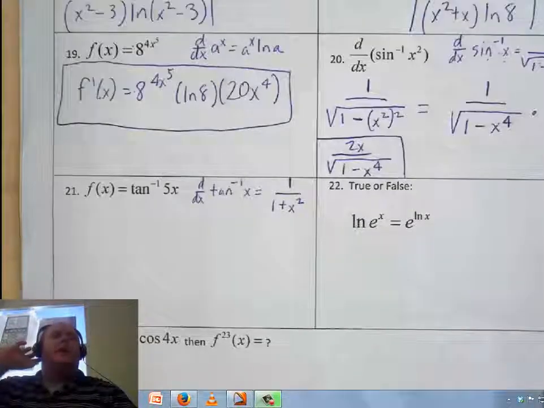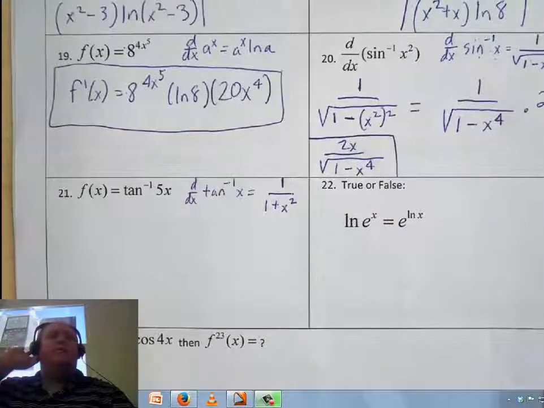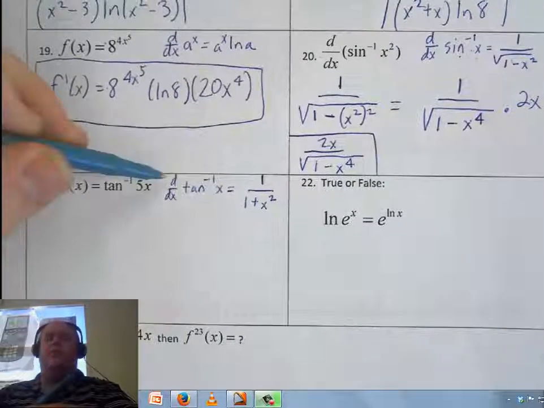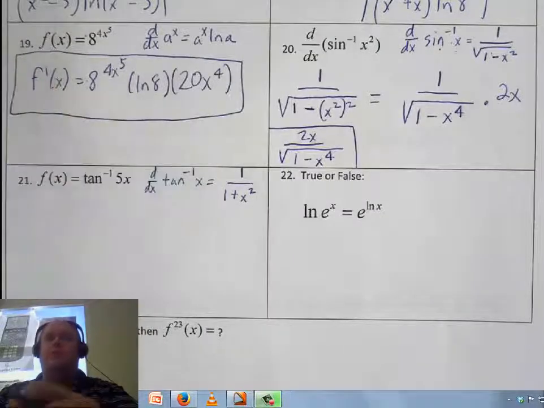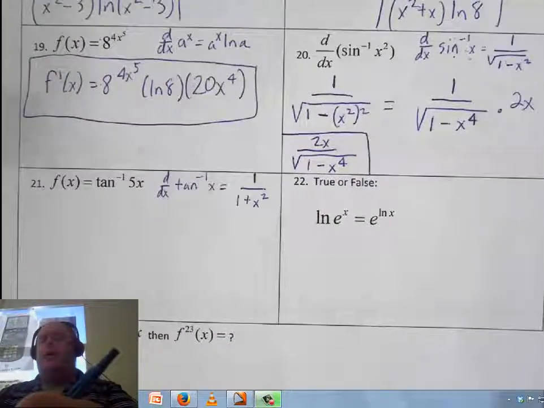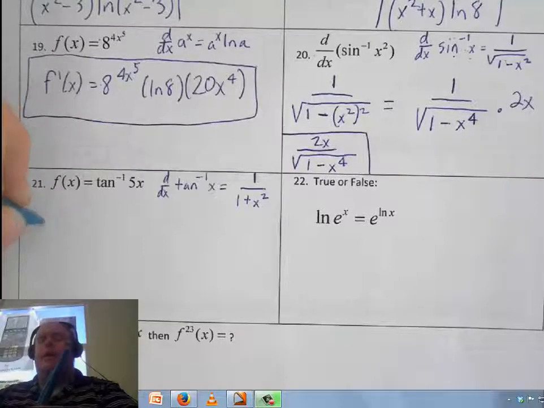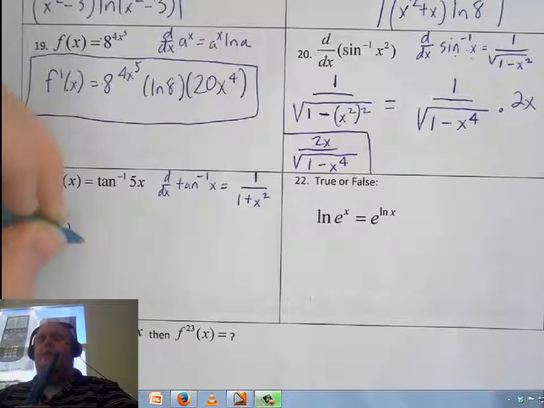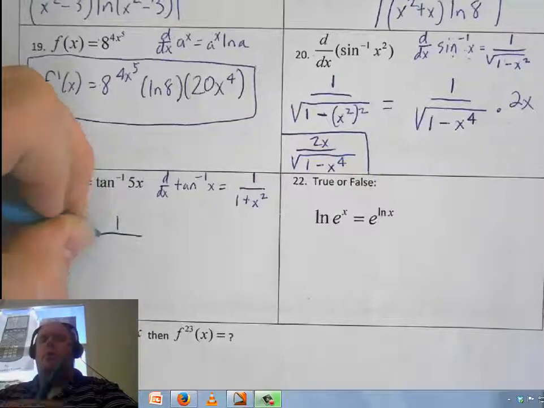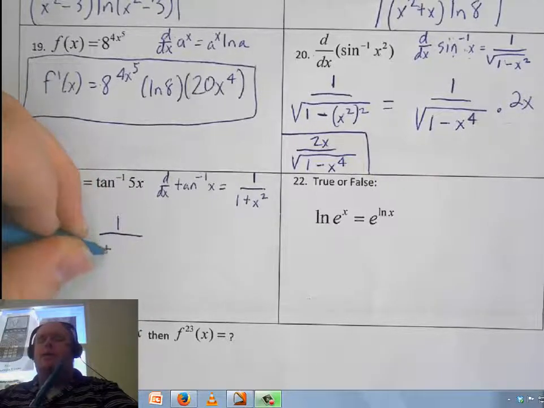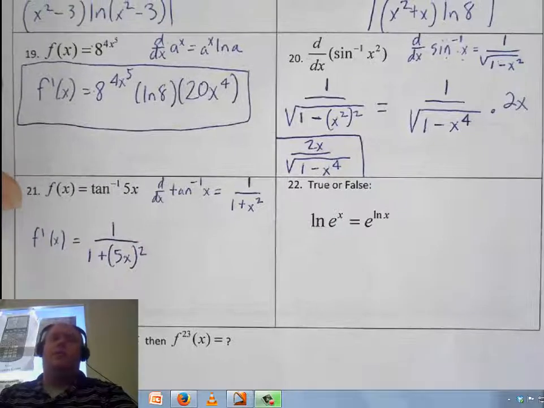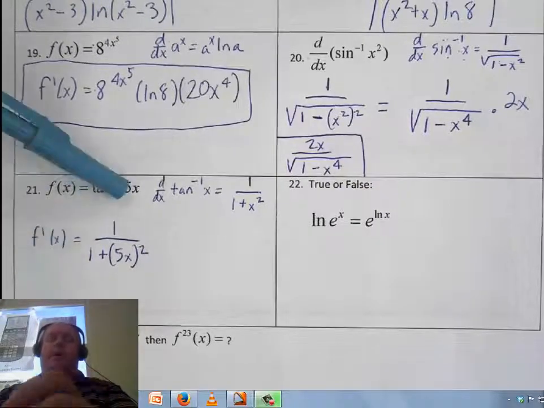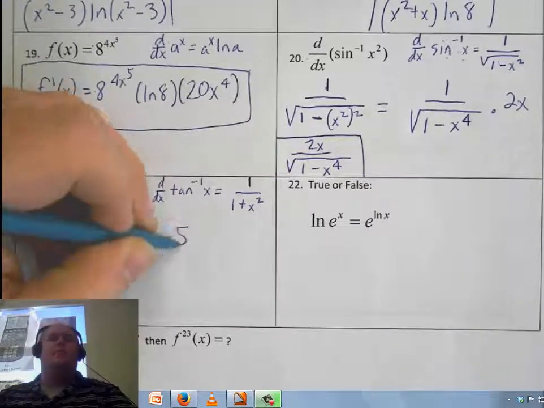Alright, we have inverse tangent of 5x, and we want its derivative. Again, here's the parent derivative. So we're going to just use this format and use the chain rule. So we're going to get f prime of x equals 1 over 1 plus (5x) quantity squared. And then we have to multiply that by the derivative of 5x, which is 5.